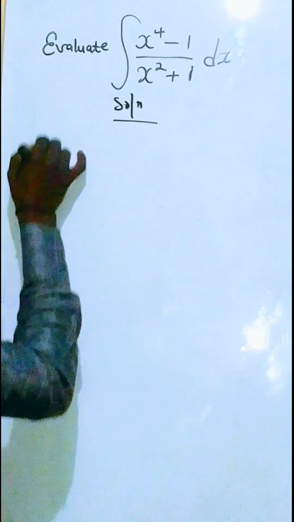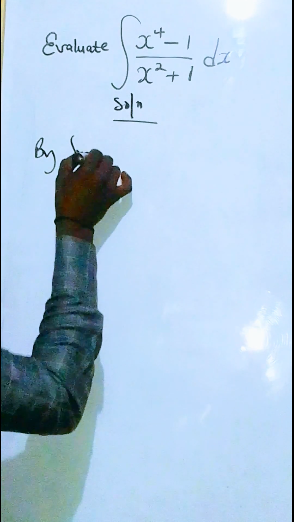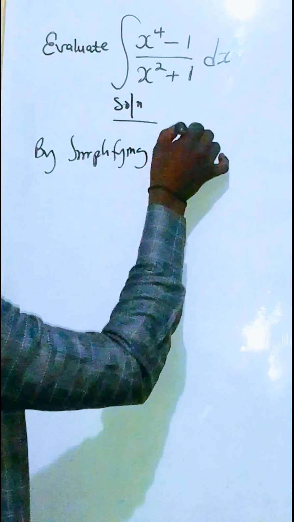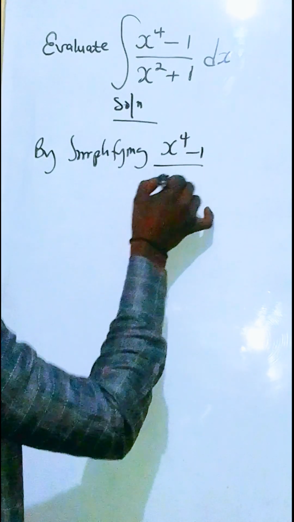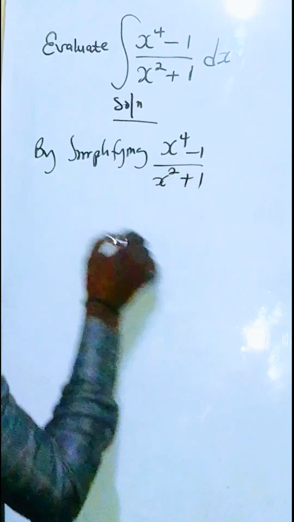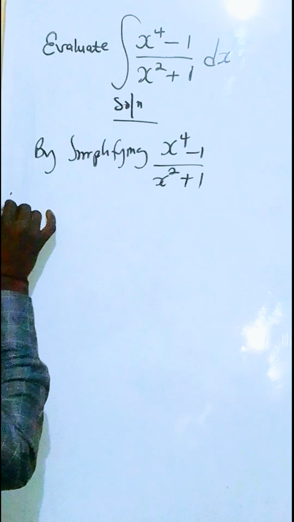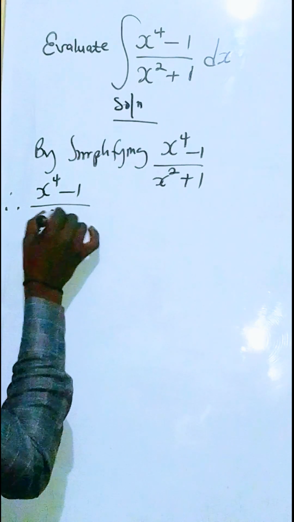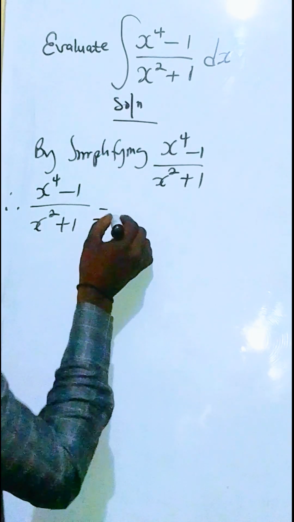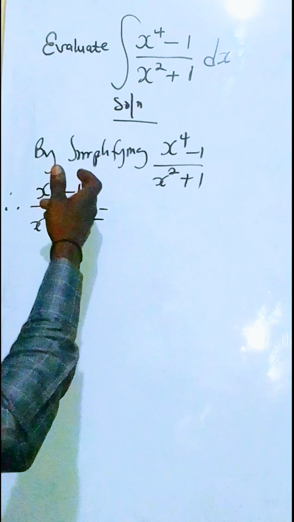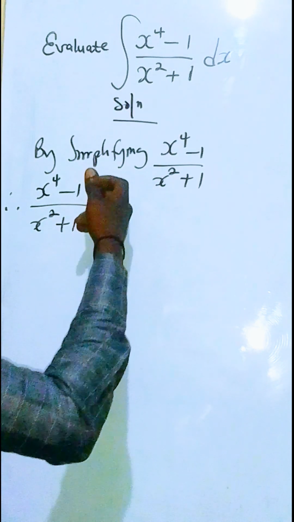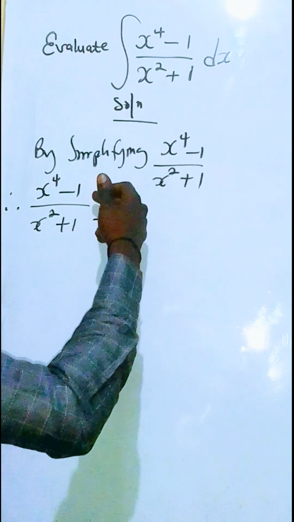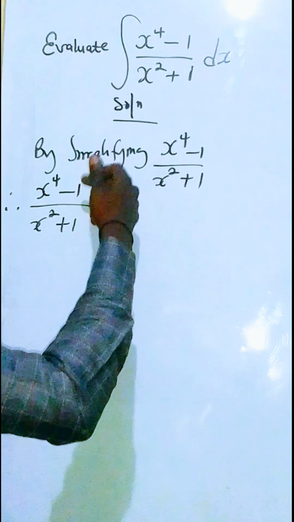Alright, by simplifying, we have x exponent 4 minus 1 all over x exponent 2 plus 1. This is going to be equal to, now this one we can say it can be factored as a difference of two squares. So we can rewrite this in a different form.